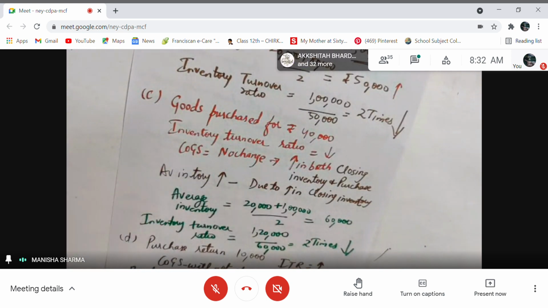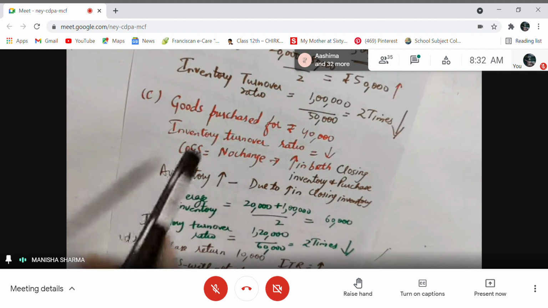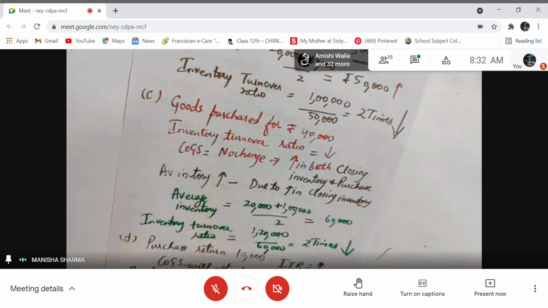Now let's see the effect on average inventory. Since average inventory consists of both opening and closing inventory, as goods are purchased for 40,000, closing inventory, which was 60,000, will now become 1 lakh. 60,000 plus 40,000 is 1 lakh. We know the opening inventory is 20,000. So 20,000 plus 1 lakh divided by 2, the average inventory comes out to be 60,000.